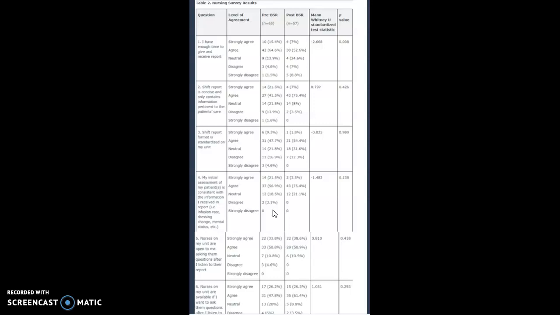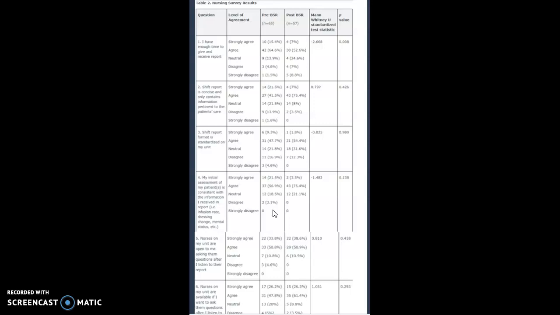There are only a few questions in here which they have checked strongly disagree. Otherwise, for the most part, they are in the agree or strongly agree category. Some of those sections include, I have enough time to give and receive bedside shift report. Before bedside shift report, about 1.5% of the people put strongly disagree. And then after the use of bedside shift report, they had put 8.8% disagree.